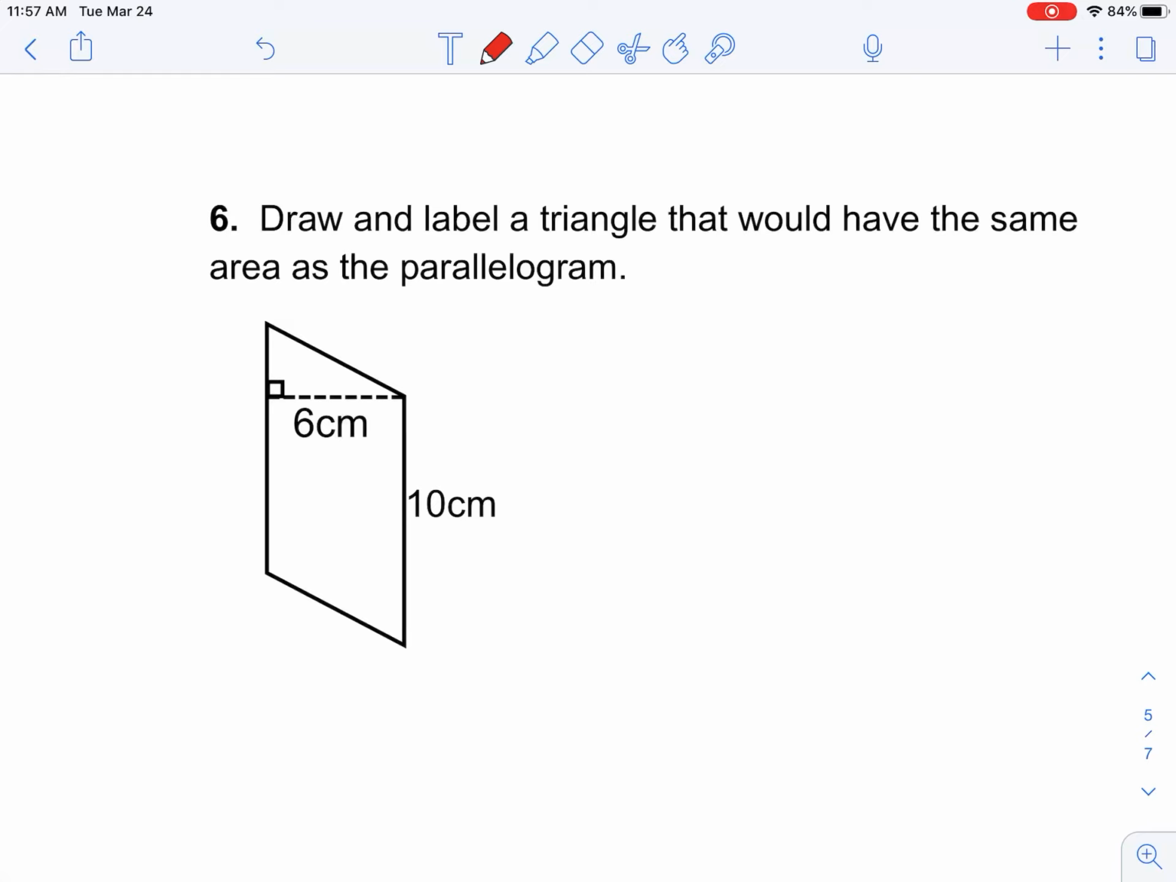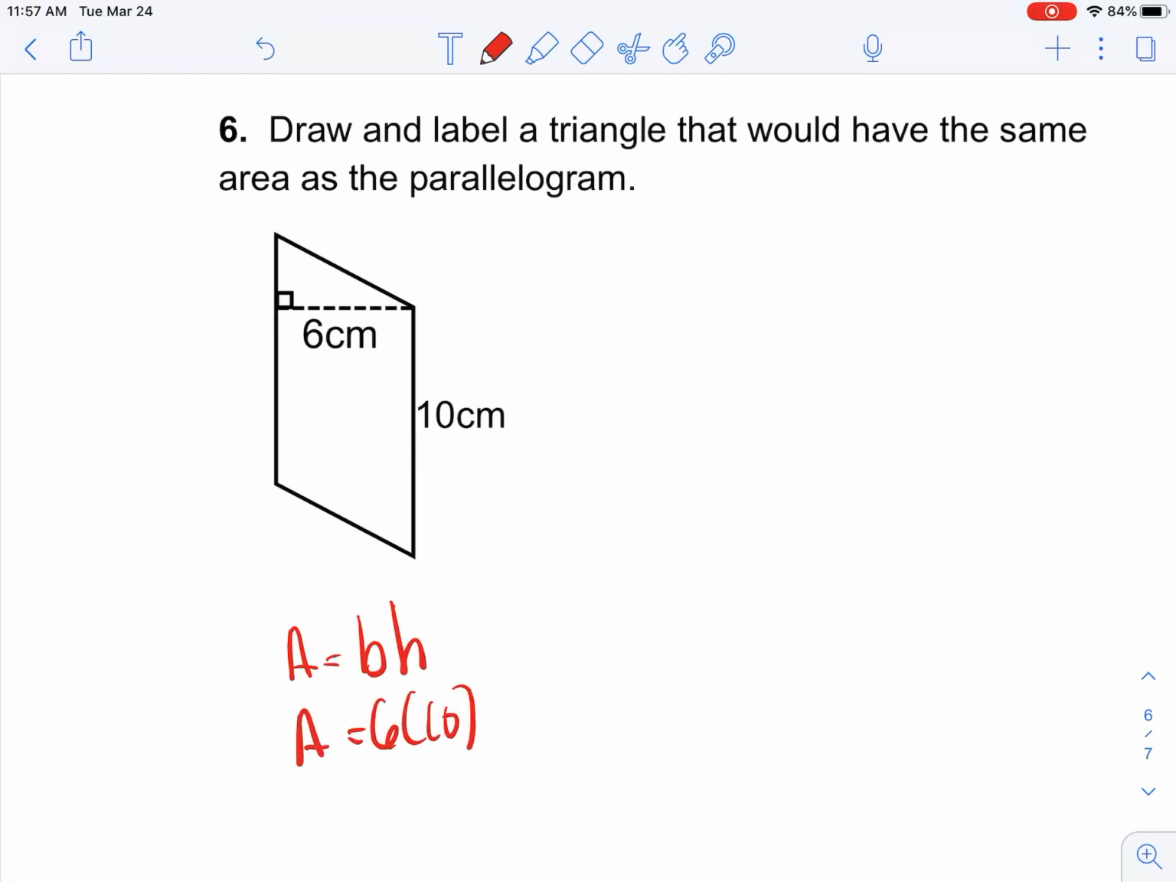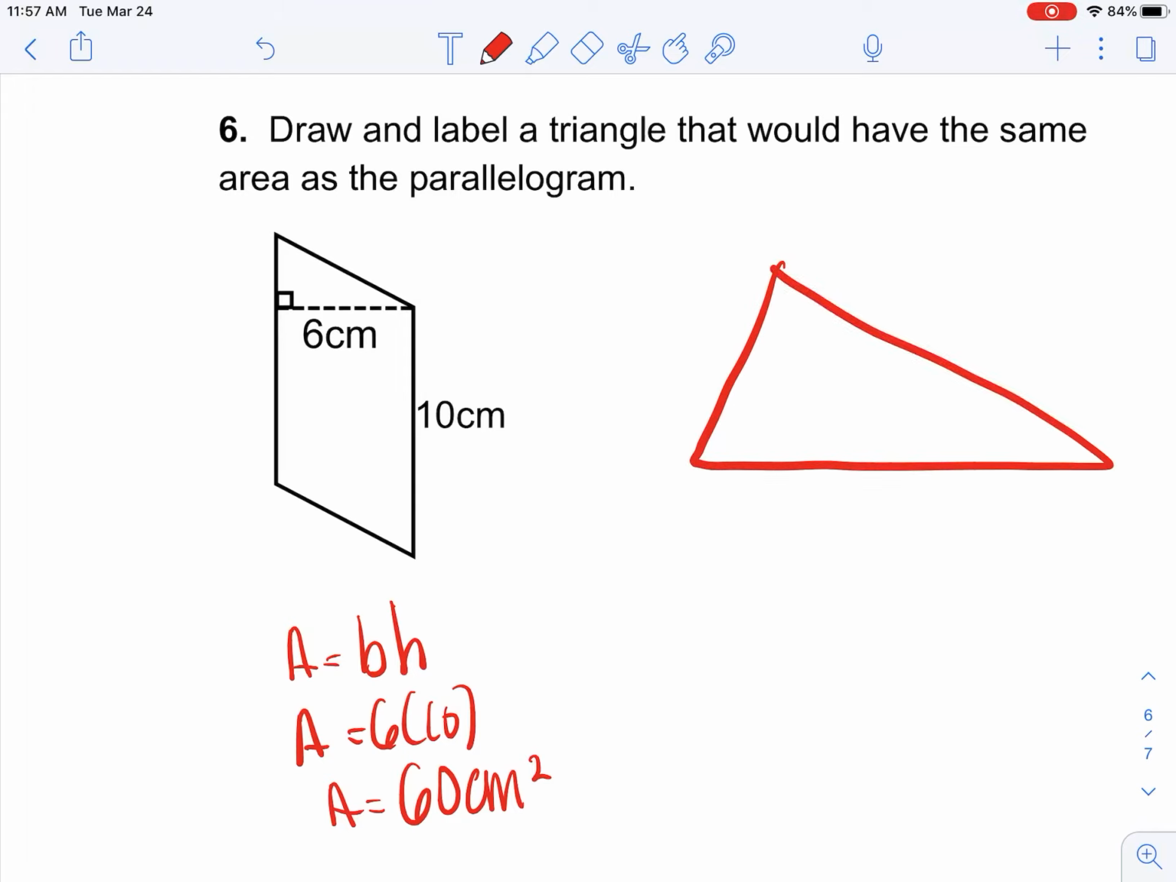All right, last one here, similar, but not exactly the same. Draw and label a triangle that would have the same area as the parallelogram. Well, it's not similar at all, I guess. Okay, so let's find the area of this parallelogram. Area is equal to base times height. Area is equal to 6 times 10. So I need a triangle with an area of 60 centimeters squared. So I'm going to draw a triangle.